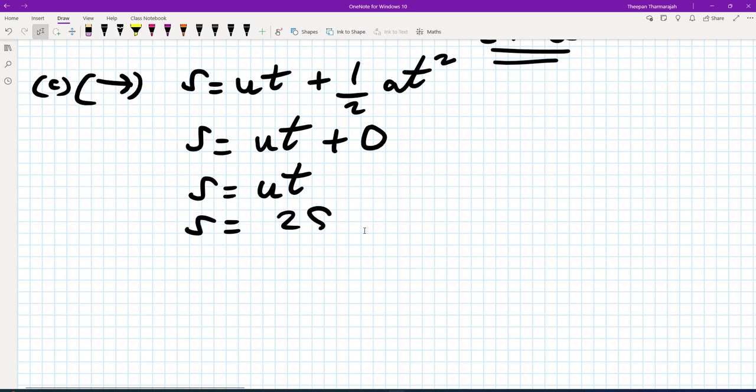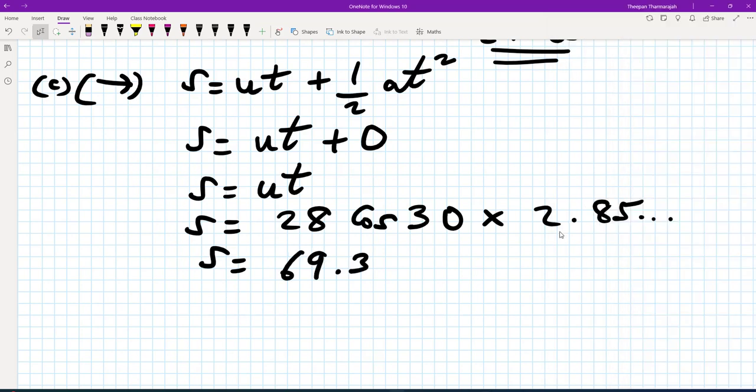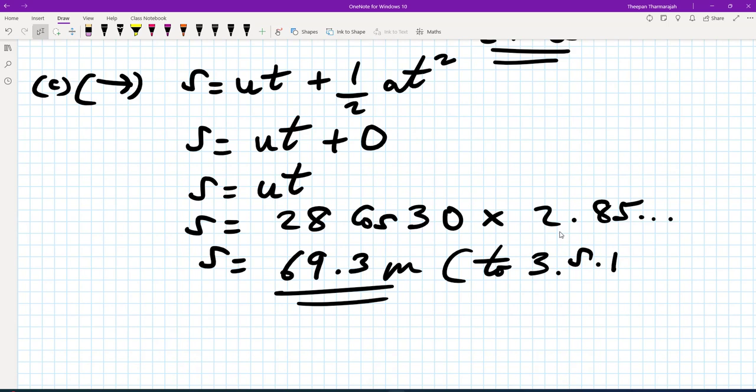So it's going to be 28 cos 30 times 2.85, the true value of that, and we're going to round that to 3SF, so times that by 28 cos 30, and that will give me 69.3 meters to 3SF. And we put the 3 significant figures, and we're done.